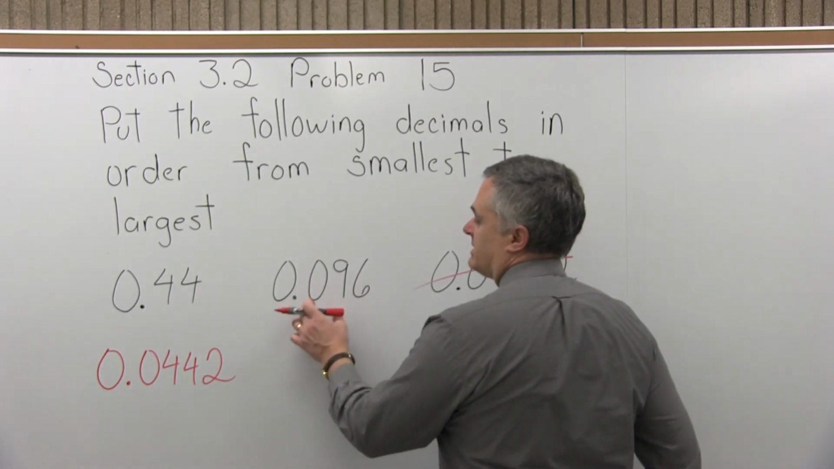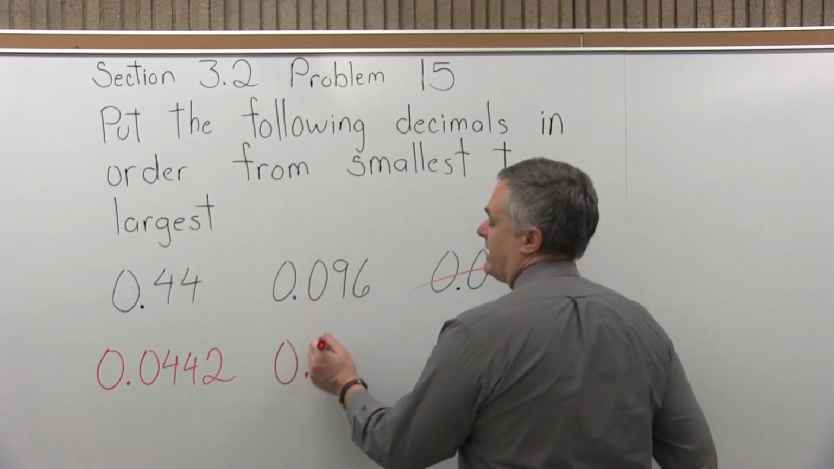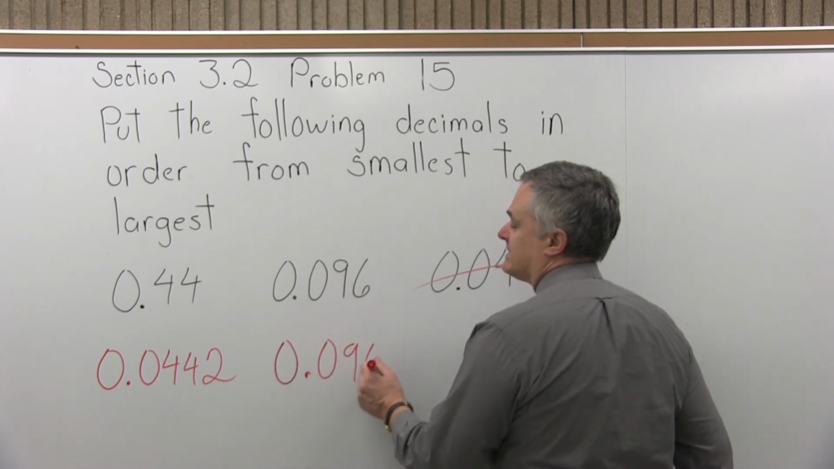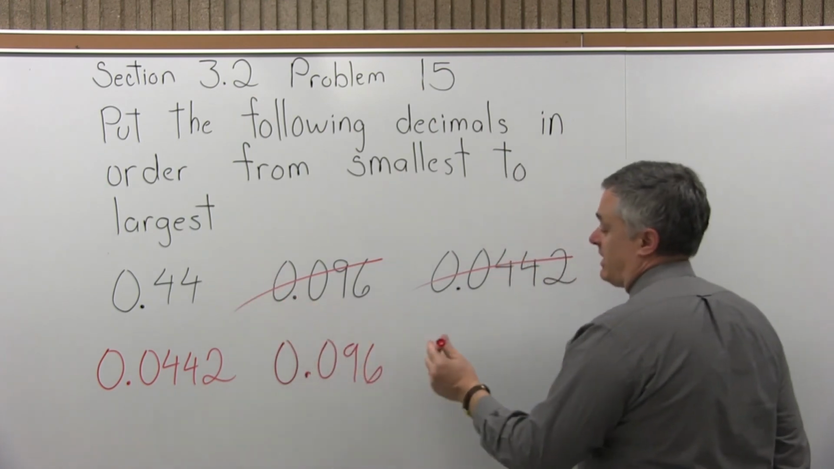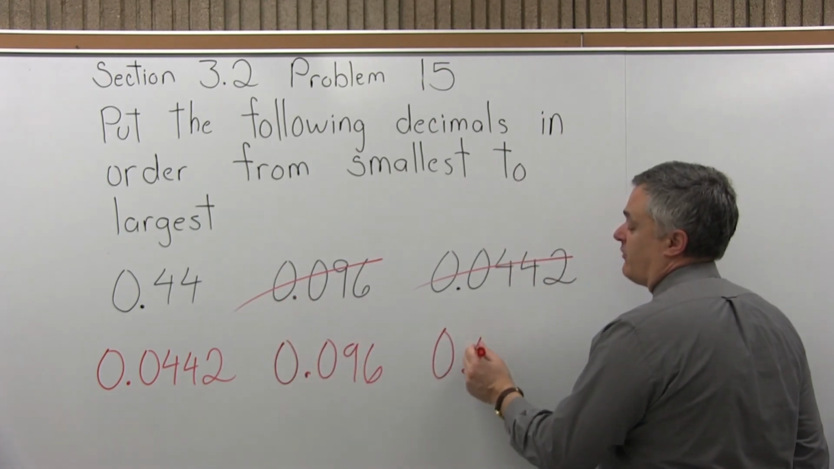So the middle number in my list is 0.096. Now I'm done with that one. There's only one left. It must be the largest of all, 0.44.